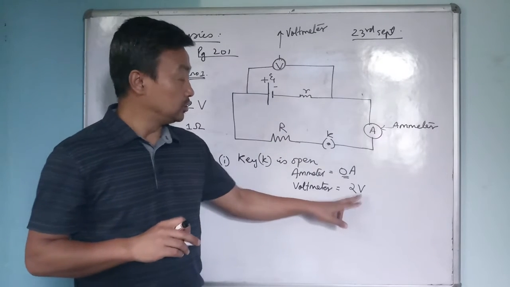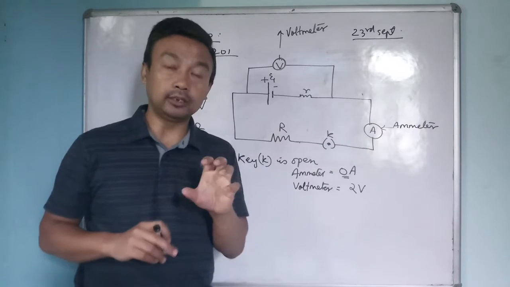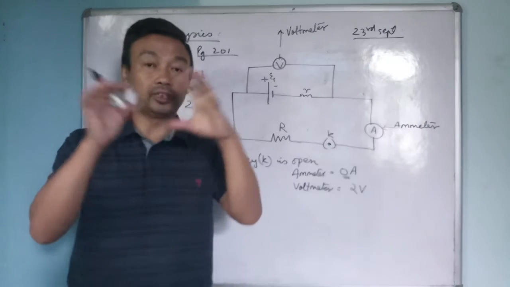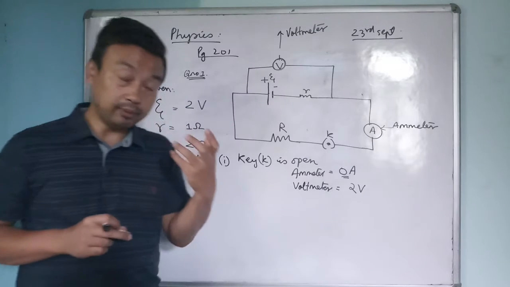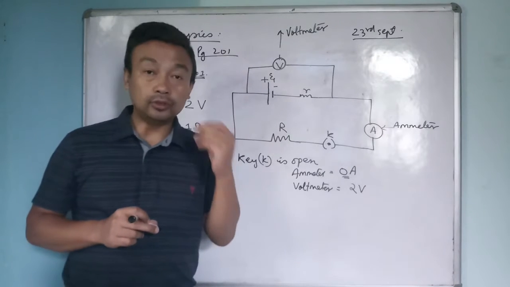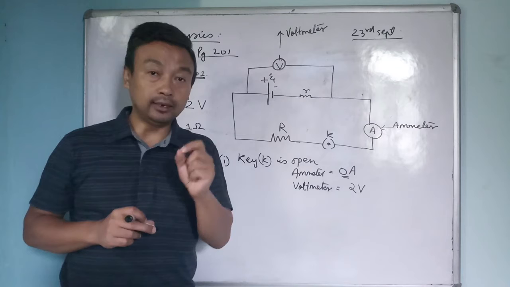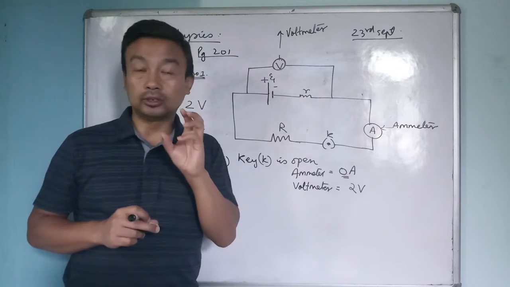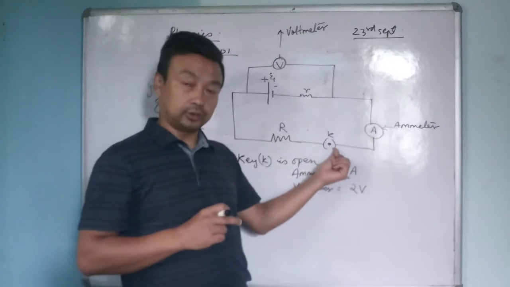Okay, so the reading in the voltmeter will be there, but which reading will you take into account? The EMF, that is for the entire cell. If you recall, we have learned that the EMF of a cell is the potential difference across the entire cell when the circuit is incomplete.